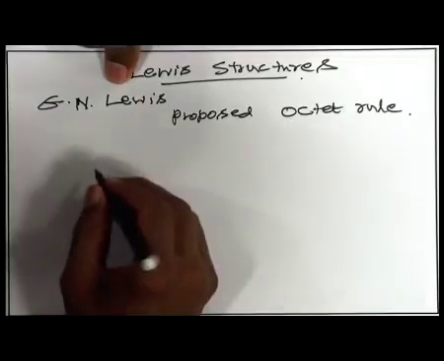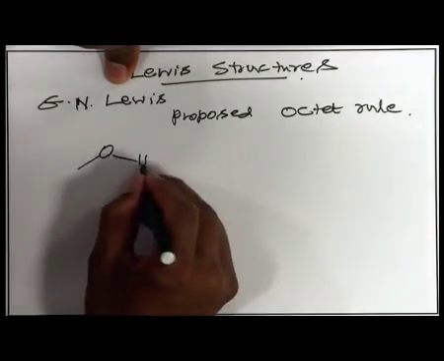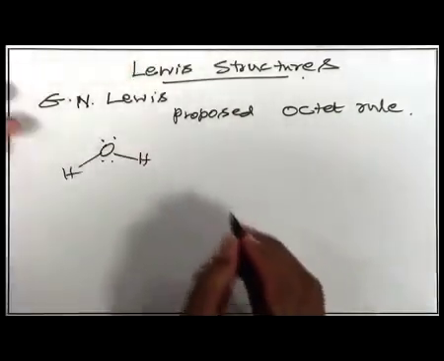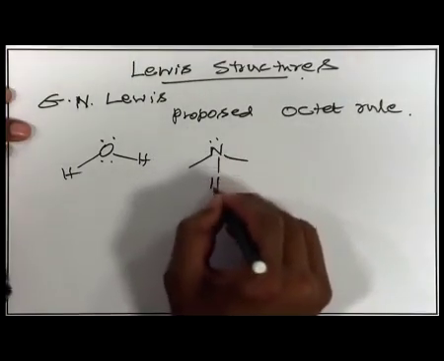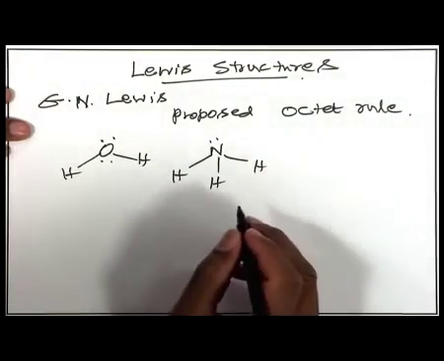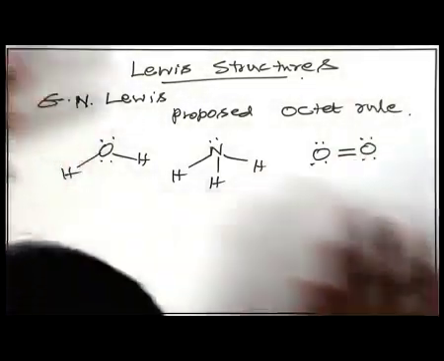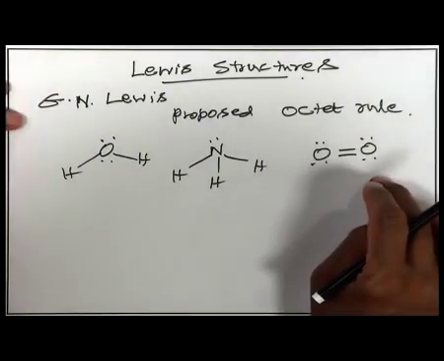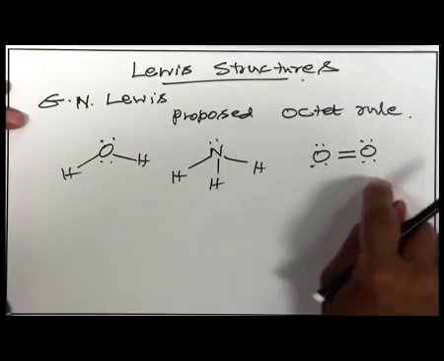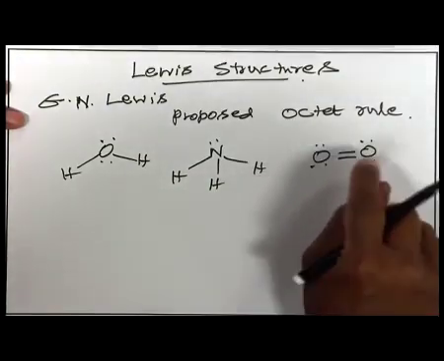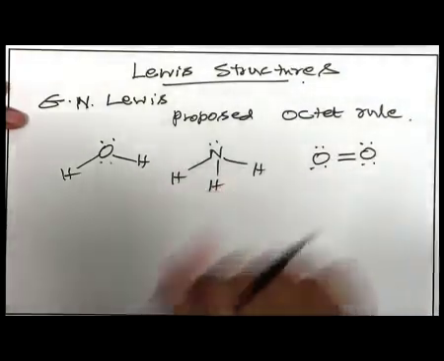He looked at several stable molecules of the second row elements in the periodic table. For example, water, and then ammonia, and then O2. These are molecules formed by the second row main group elements, and these molecules are very stable. And then he noticed that in these molecules, the number of electrons around each atom is 8.